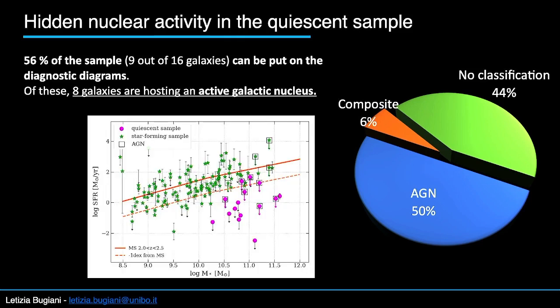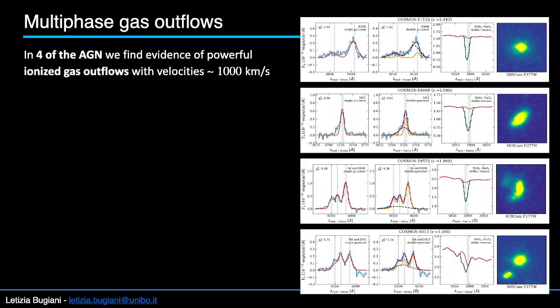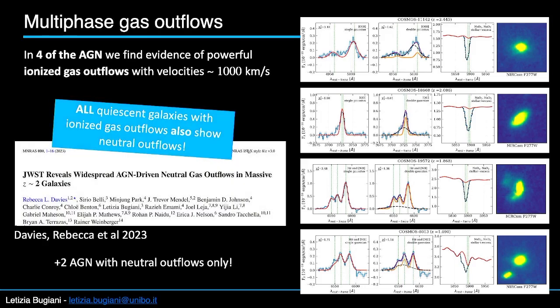Of course, we check that they are actually quiescent galaxies, so we get the star formation rate using the H-alpha line luminosity, and they are actually quiescent galaxies. And not only that, but in a subset of 4 galaxies, we actually can fit a double Gaussian profile to the ionized gas emission lines. In the first column, you can see the single Gaussian profile fits, and in the second column, we added a broad and shifted component. And as you can see, there are ionized gas outflows in these galaxies. And by the studies of Rebecca Davis on the neutral sodium D absorption lines, we also find that all of these galaxies have neutral gas outflows.